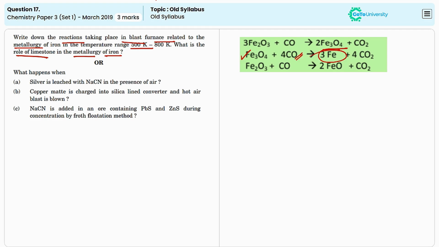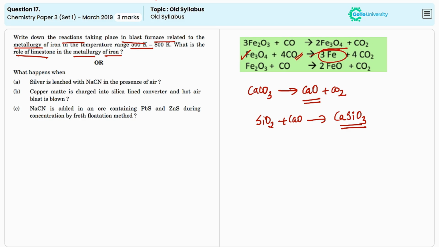And the role of limestone or calcium carbonate is: the calcium carbonate will undergo decomposition to produce calcium oxide and carbon dioxide. The calcium oxide produced here is acting as a flux. It means it helps to remove the important impurity SiO2 present in hematite. They will combine with SiO2 and they will produce the slag, CaSiO3 or calcium silicate. The slag can be easily removed from the blast furnace.